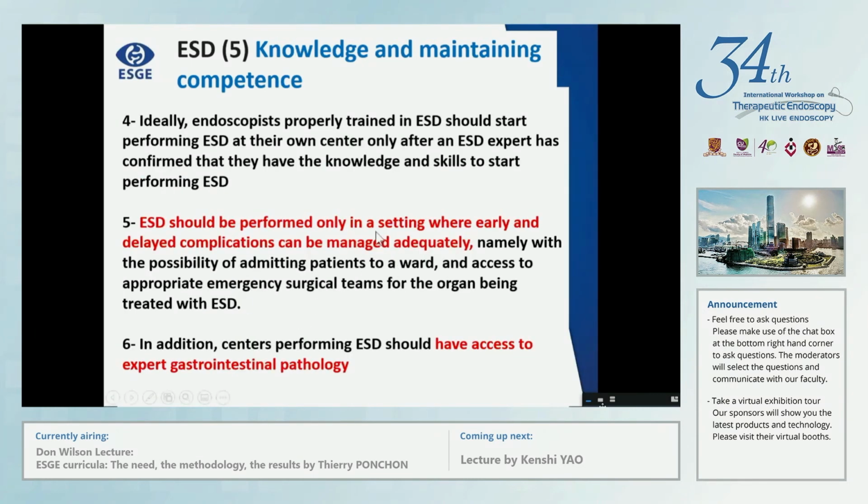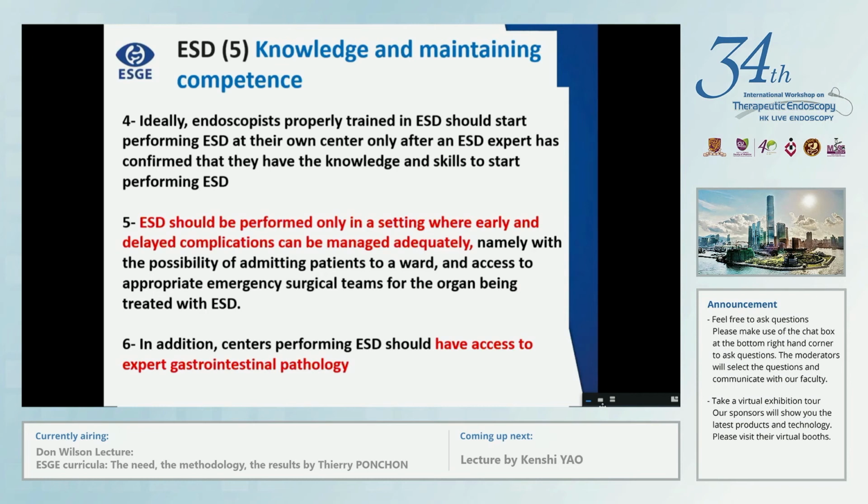And in fact, and in red, ESD should be performed only in a setting where early and delayed complications can be managed adequately. And what does that mean? Of course, you have to be very precise when you say this. You need to have an emergency surgical team, for example, for the organ being treated with ESD. Of course, it's obvious. So you need to have quite large centers. And you should have access to an expert gastrointestinal pathology.